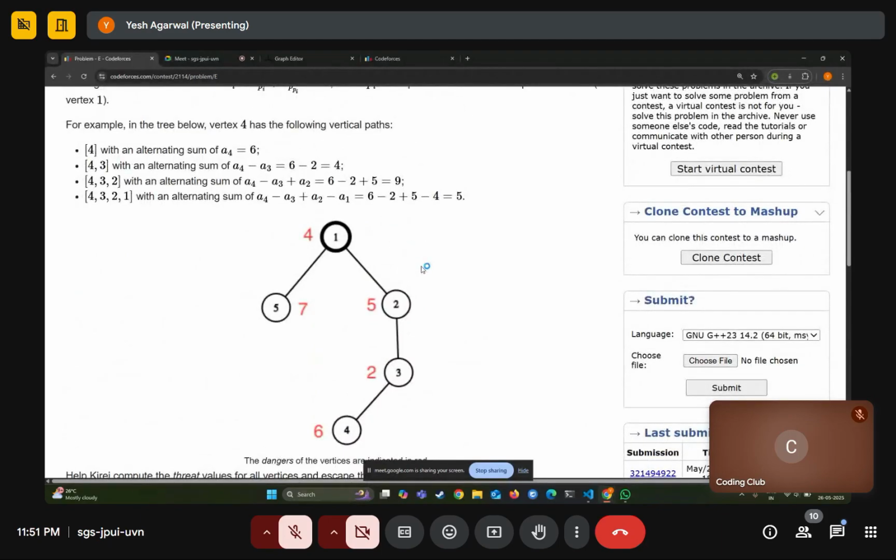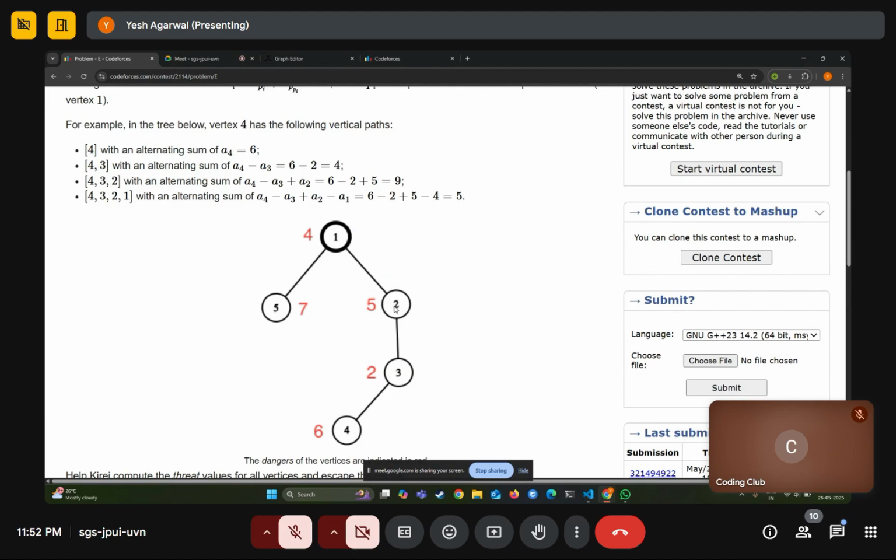So how can we do that? We actually don't need to calculate each and every path individually. What you can do here is, see, here is 4, and the 4 will be subtracted here. So if we take the value of 4, this will be minus 4 for this value and this value.